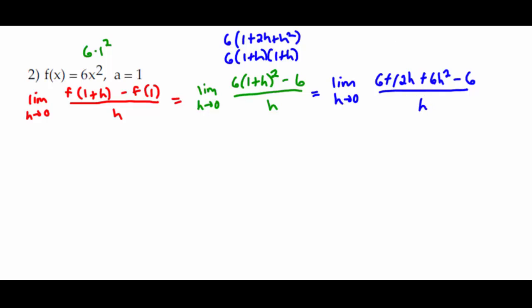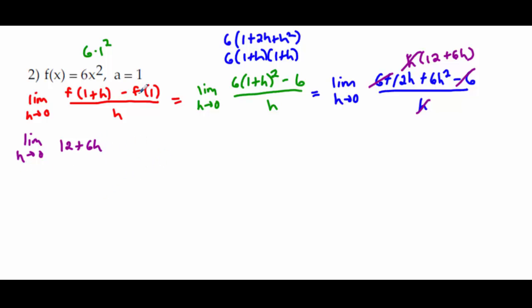over h. Now things are going to cancel. 6 and negative 6. And then the top has an h in common that I can take out. I can take the h out, and I'm left with 12 plus 6h, if I do that just to these two terms that are left on top. And what that does is it lets me cancel out the h on top and the h on bottom, so that I have the limit as h goes to 0 of 12 plus 6h.